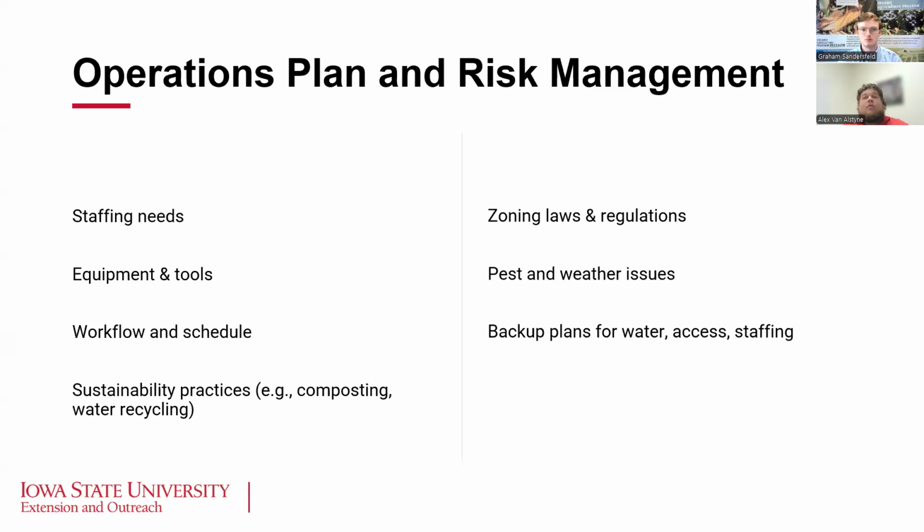If you're located in the Des Moines metro, you may not have issues with staffing, but you may have more issues with zoning and other regulations. If you're in a warmer climate, you might see more pests versus a colder one. You want to have backup for water if you're in the rural versus urban areas. So understanding those and really getting a full list of those risks and what your operations might look like really helps make a strong business plan.